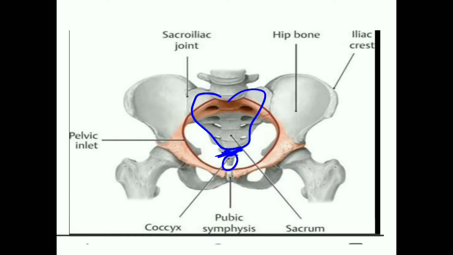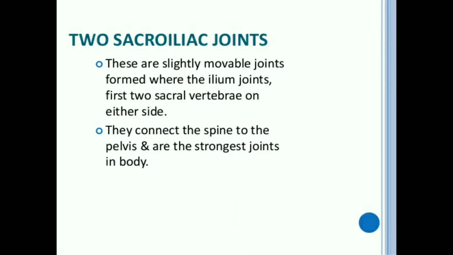So basically 2 sacroiliac joints, 1 sacrococcygeal joint and 1 symphysis pubis. There are in total 4 joints. Remember these are slightly movable joints. Sacroiliac joints are slightly movable, they can move a little bit. The sacroiliac joint is formed where the ilium joins the first 2 sacral vertebrae on either side. Sacrum is basically connecting with the ilium. They connect the spine to the pelvis and are the strongest joints in the body. So it is the most important thing.